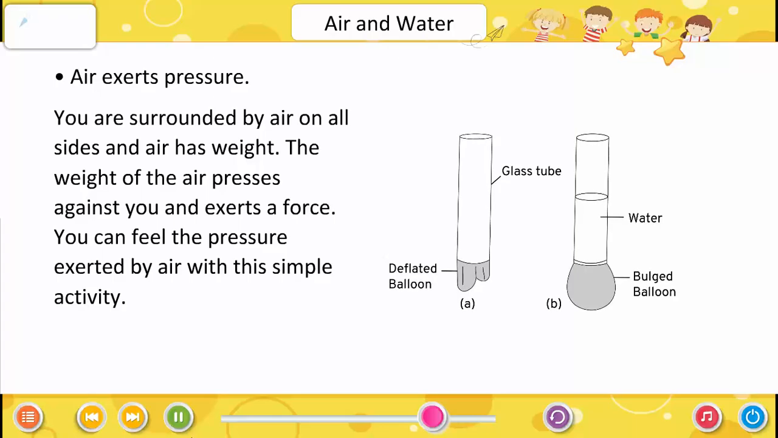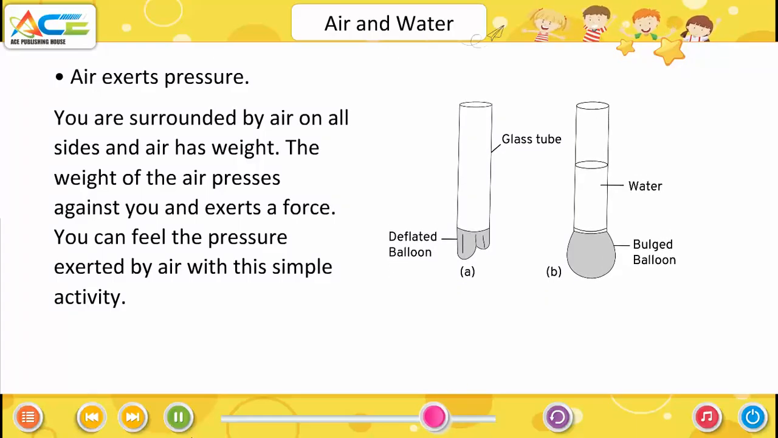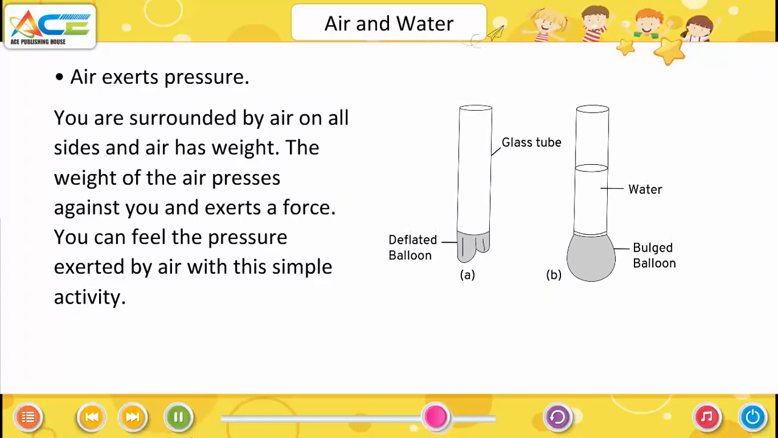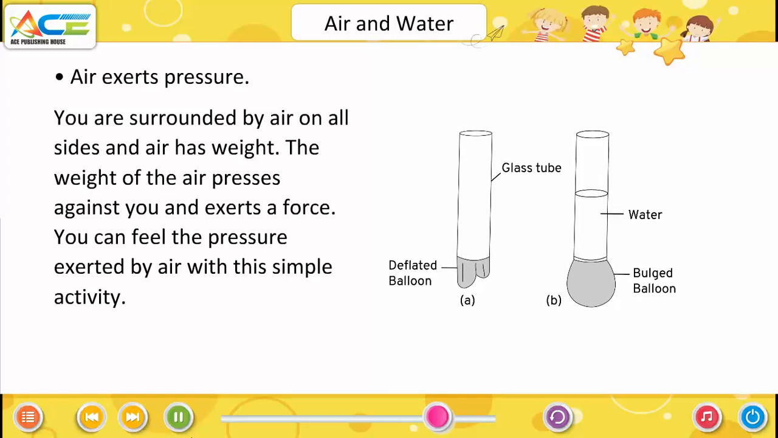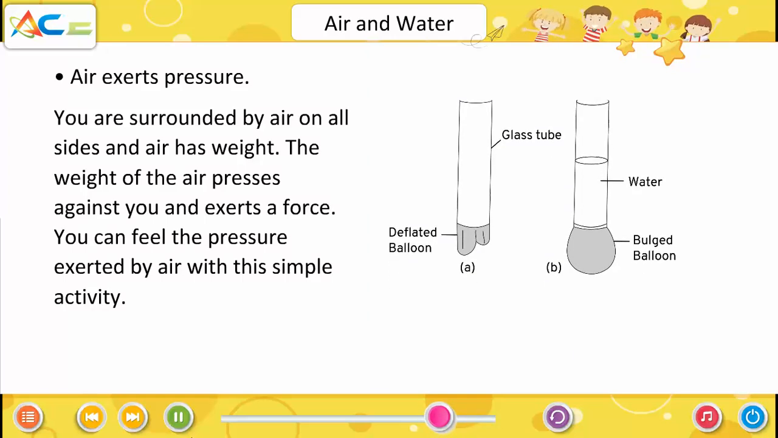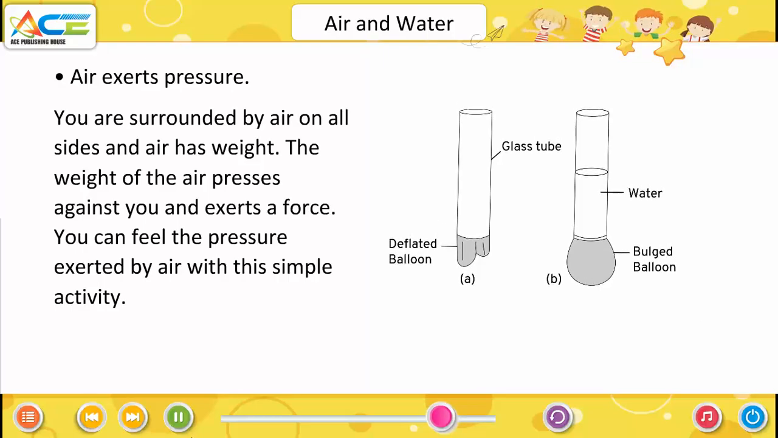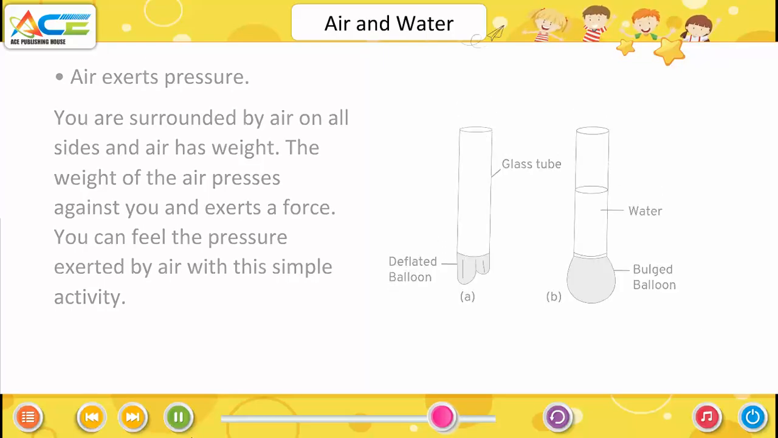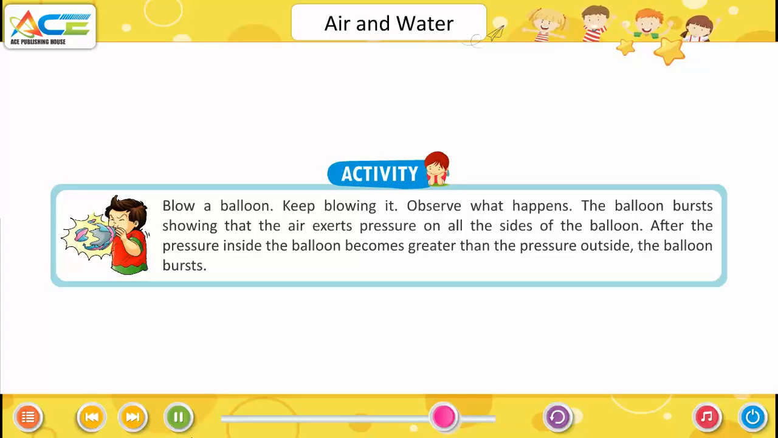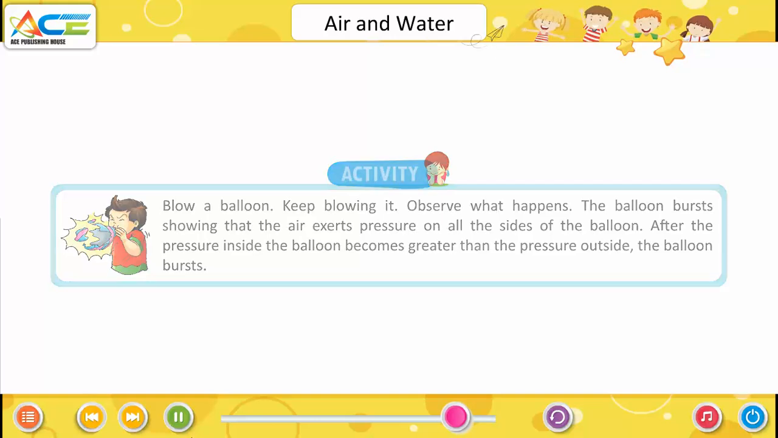You are surrounded by air on all sides and air has weight. The weight of the air presses against you and exerts a force. You can feel the pressure exerted by air with this simple activity. Activity. Blow a balloon, keep blowing it. Observe what happens. The balloon bursts, showing that the air exerts pressure on all the sides of the balloon. After the pressure inside the balloon becomes greater than the pressure outside, the balloon bursts.